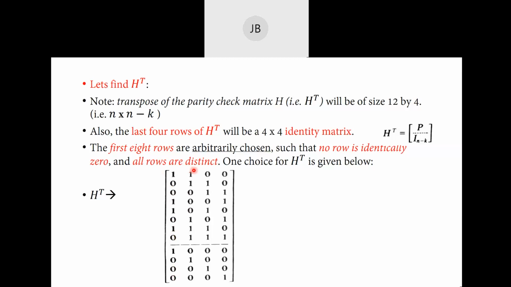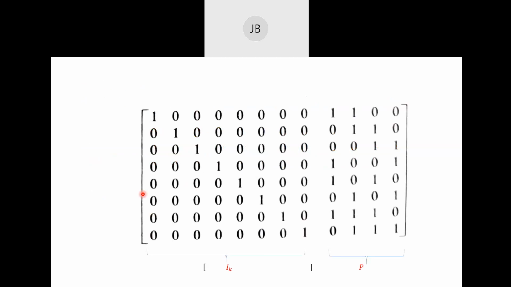Okay, so all rows are distinct here. So you see here the number of ones are filled here in such a way that there are no 2 rows having same pattern. Okay, this is how we design H transpose. And then we can write the generator matrix as I and P. So I, this is the identity matrix, this part, and then the parity matrix is here.